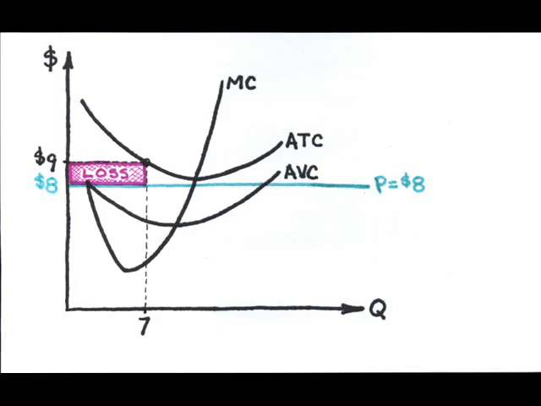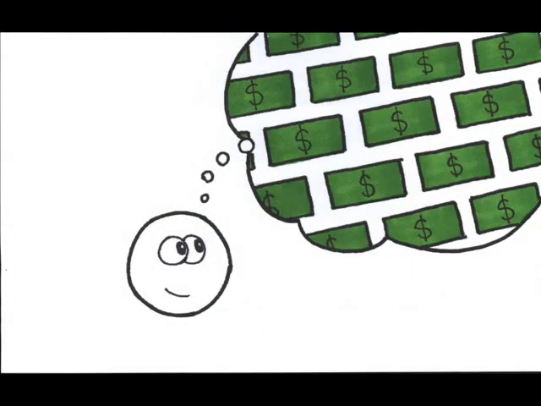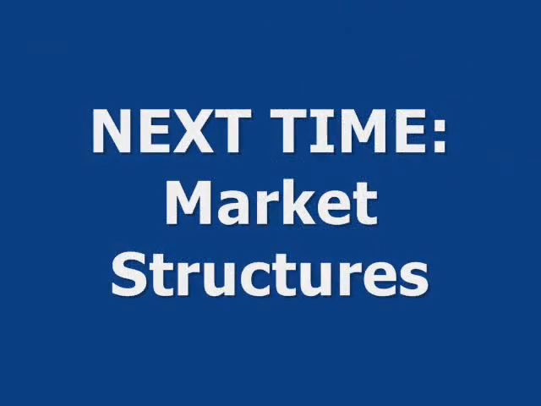How will I know if the producer is reaching the objective of maximizing his or her profit? That is a problem for another day. Next time, market structures.